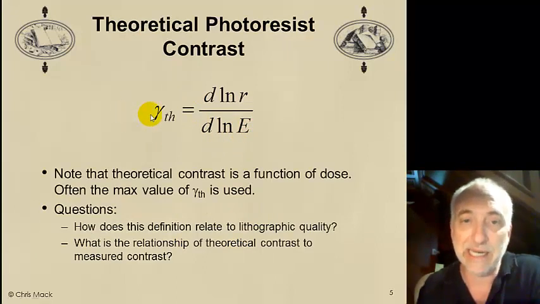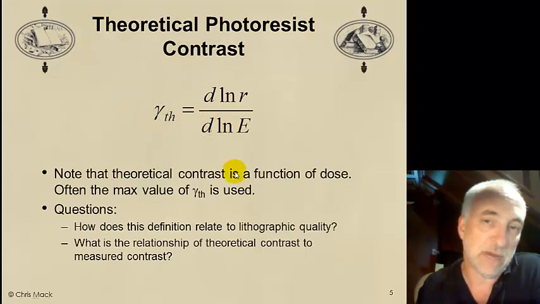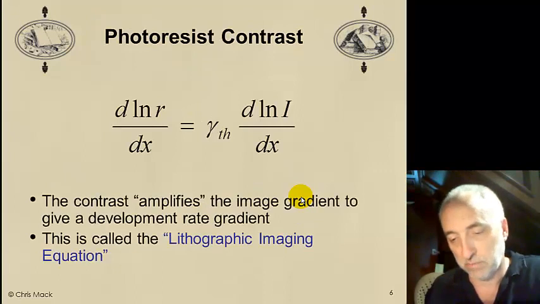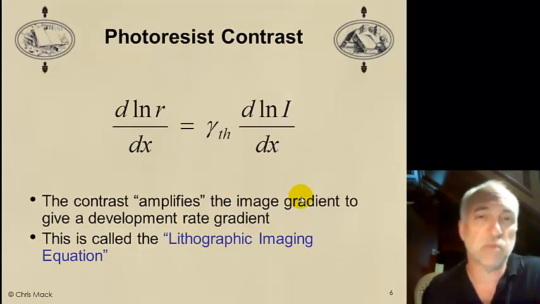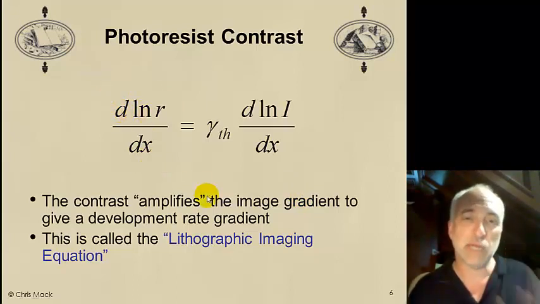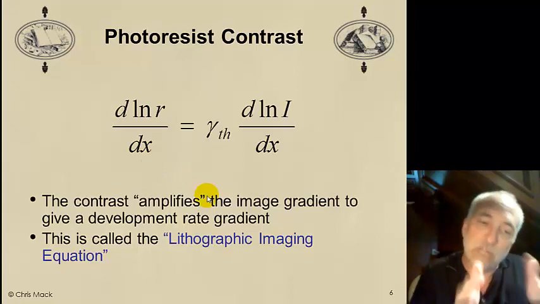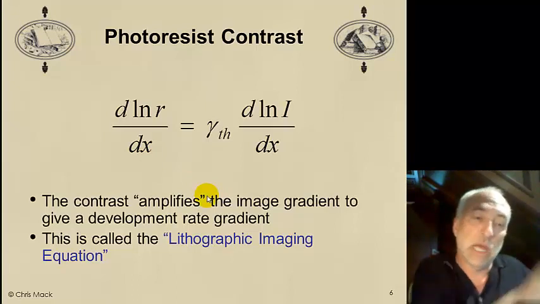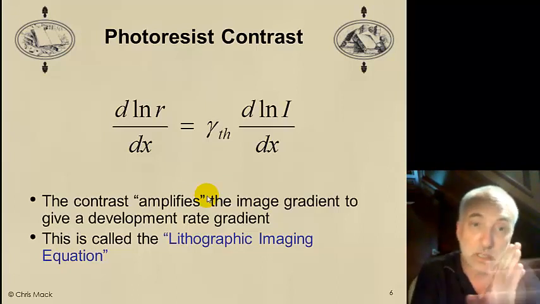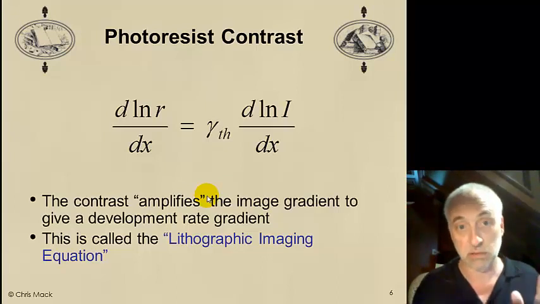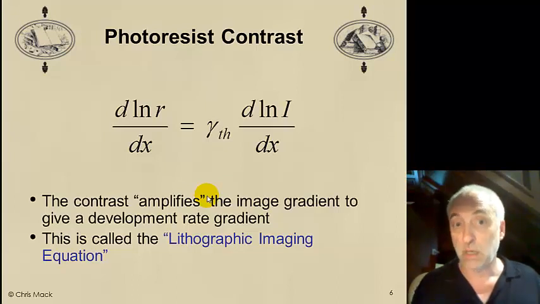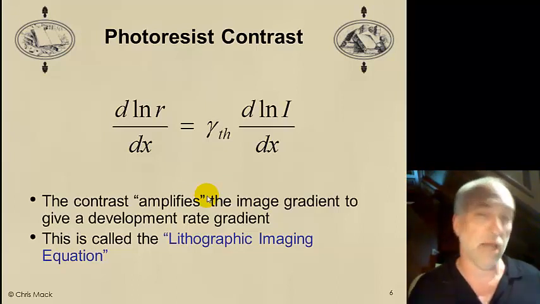Multiply d log E onto this side, divide both sides by dx. What I find is something that looks like this. I'll try very briefly to explain the significance of this equation. d log R dx is a development rate gradient. What we want is a region of resist that has high development rate and a region of resist that has low development rate. And in between those two regions, I want a steep gradient between high and low development rates. This results in good lithography. So I want d log R dx to be high.